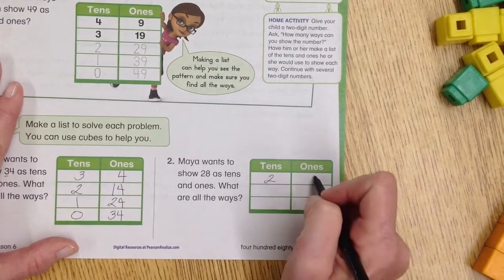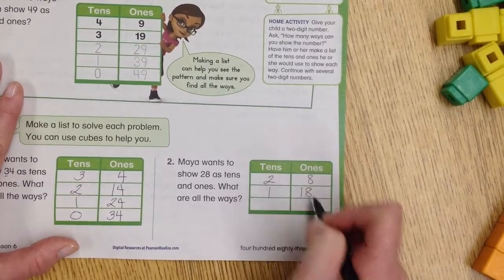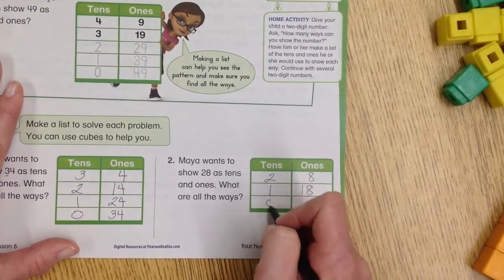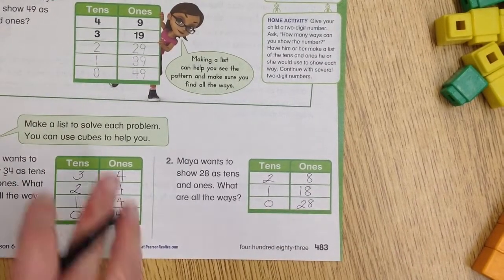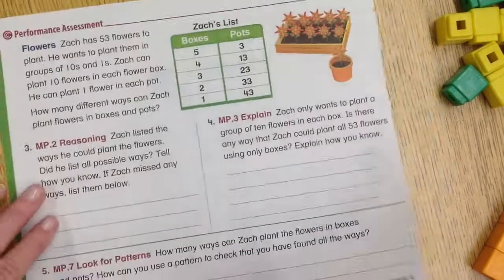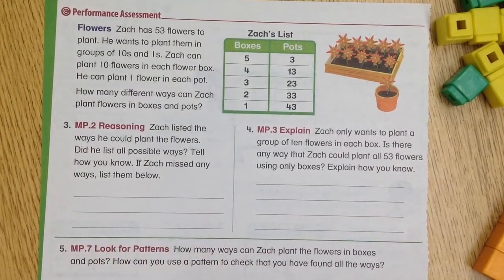Here we have 2 10s, 8 1s. Take one of the 10s away, we get 10 more over here. Take the last one apart, we get 10 more over here. All right, let's look on page 484. Zach has 53 flowers to plant. He wants to plant them in groups of 10s and 1s.